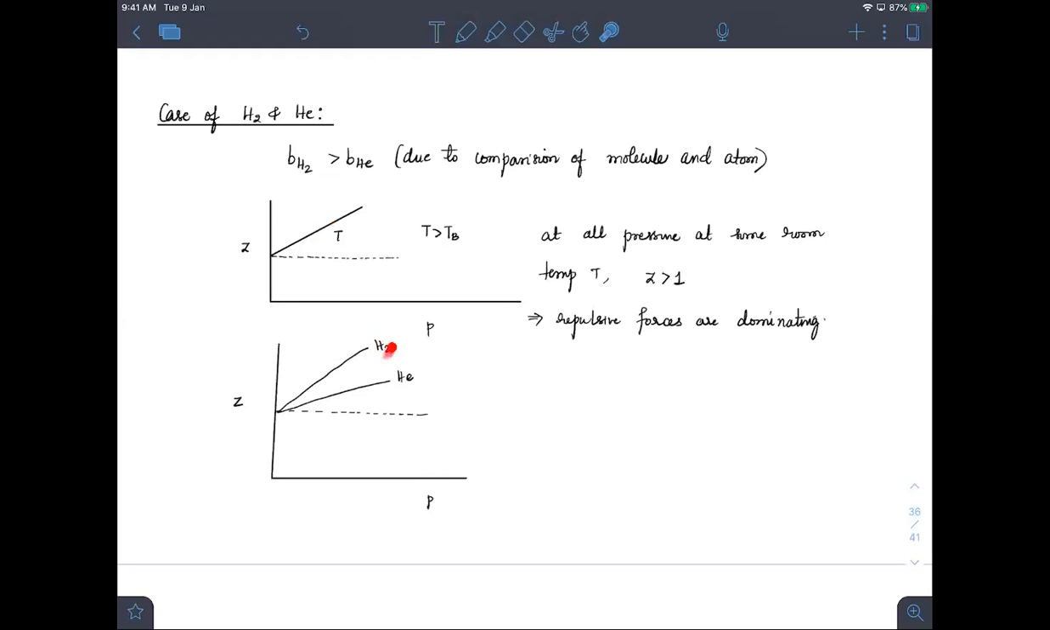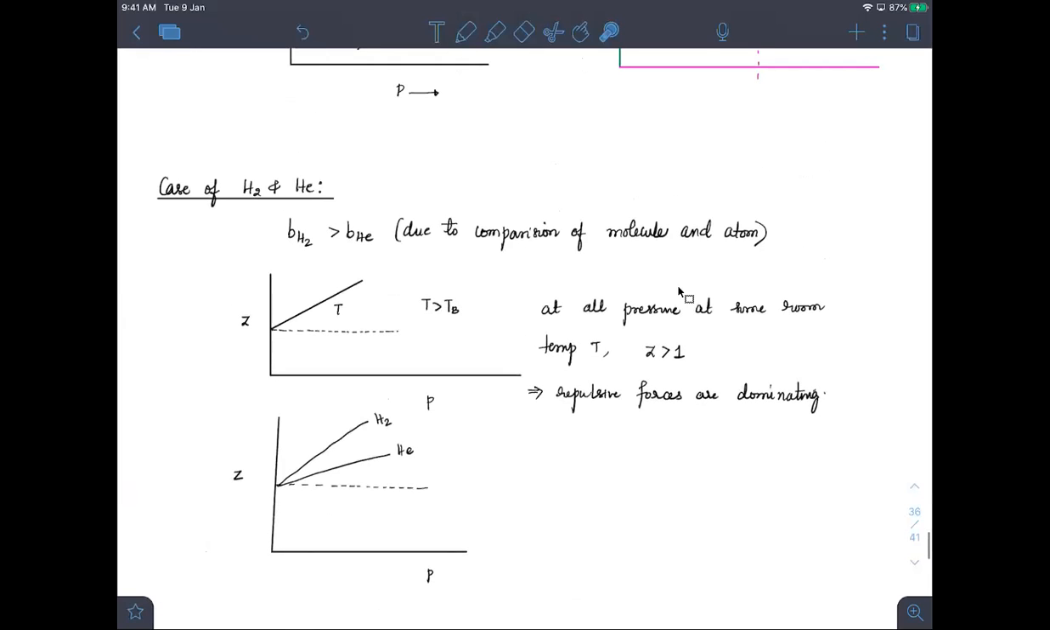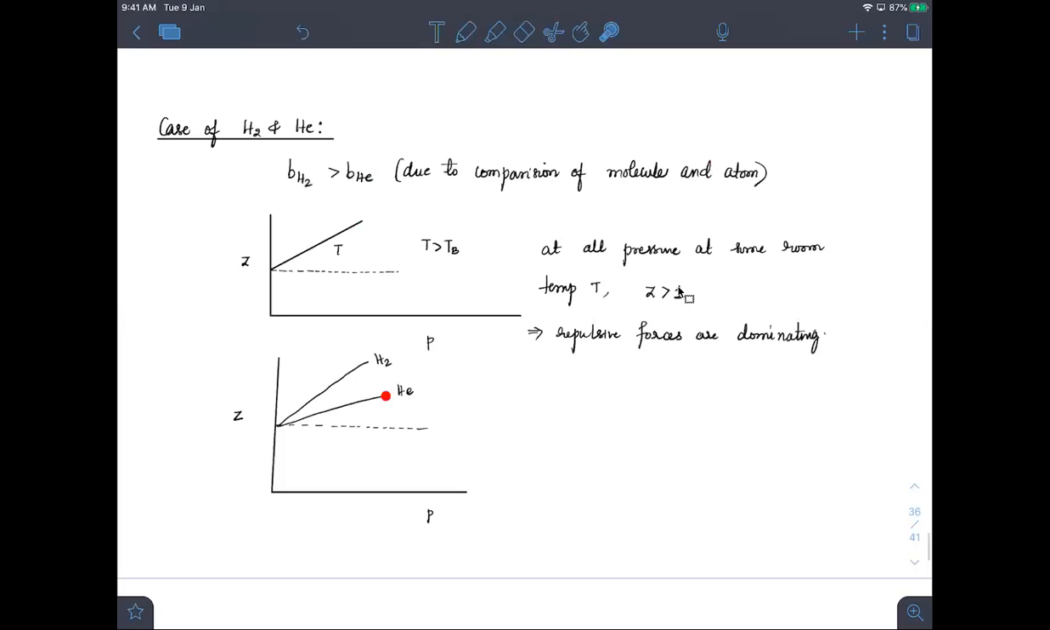And hydrogen's b value is higher, so that's why its Z will be at a much higher value as compared to that of helium. This we will prove as we see the applications of van der Waals equation. But one thing is for sure, both of them will always be greater than 1 at room temperature, which means if temperature is greater than 0 degrees centigrade, hydrogen and helium will always lie in the Z greater than 1 zone.